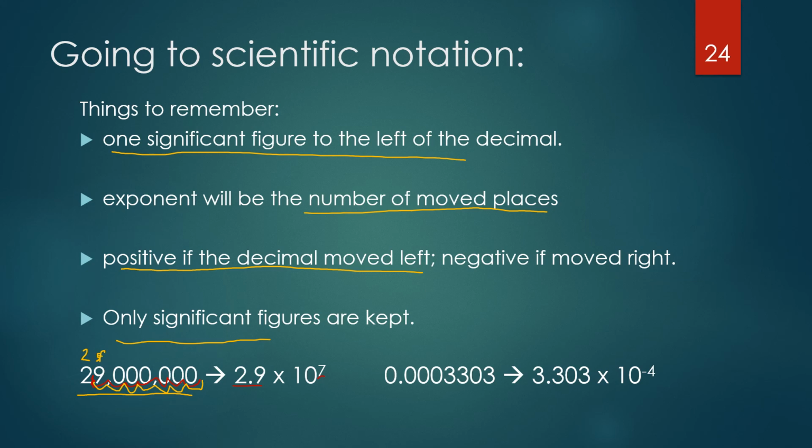So let's do the next one. The next one is a very, very small number, 0.00003303. So we're going to start off by figuring out where we need our decimal point to be. The first rule says that you want one significant figure to the left of the decimal. So we're going to put that decimal between the 3 and the 3. That gives us one non-zero number, in this case a 3, to the left of that decimal.